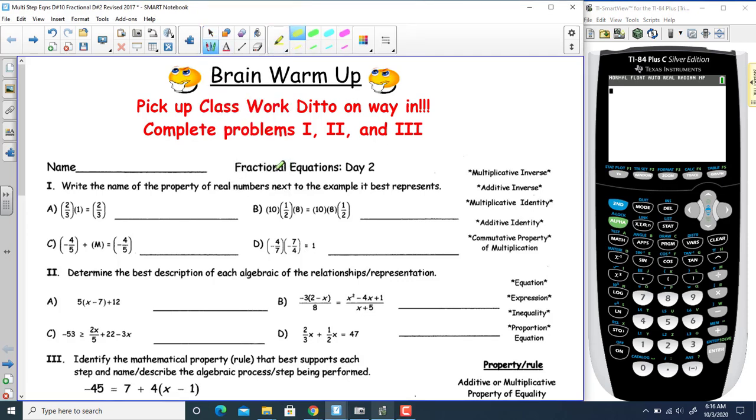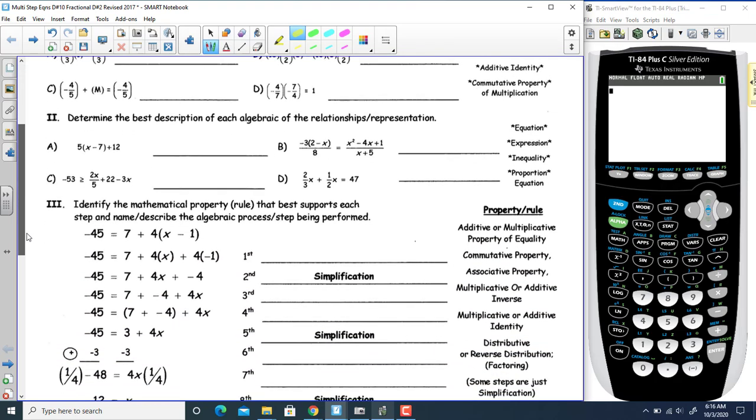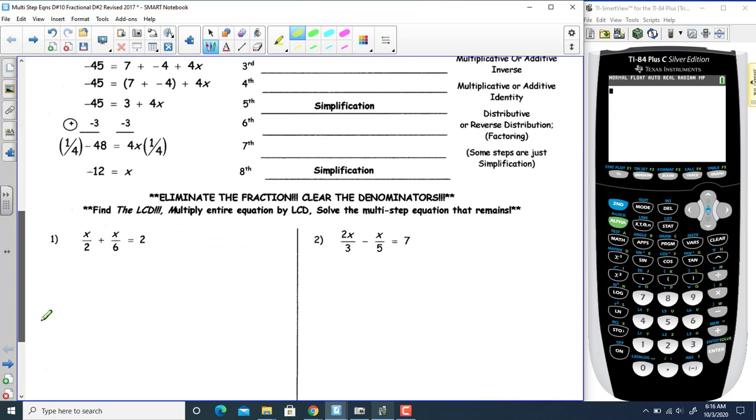In this lesson, we are going to be exploring fractional equations that are a little more complex than we saw in the previous lesson. Fractional equations that are a little more complex and are going to require a tiny bit more thinking as we work our way through them.